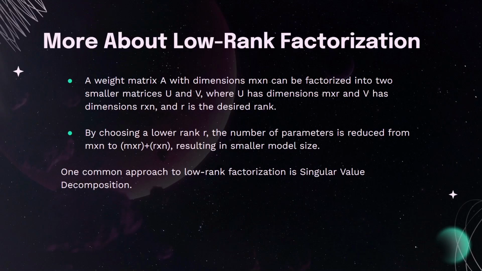Let there be a weight matrix A with dimensions m by n that can be factorized into two smaller matrices U and V, where U has dimensions m by R and V has dimensions R by n, and R is the desired rank. Choosing a lower rank R reduces the number of parameters from m times n to m times R plus R times n, resulting in a smaller model size.